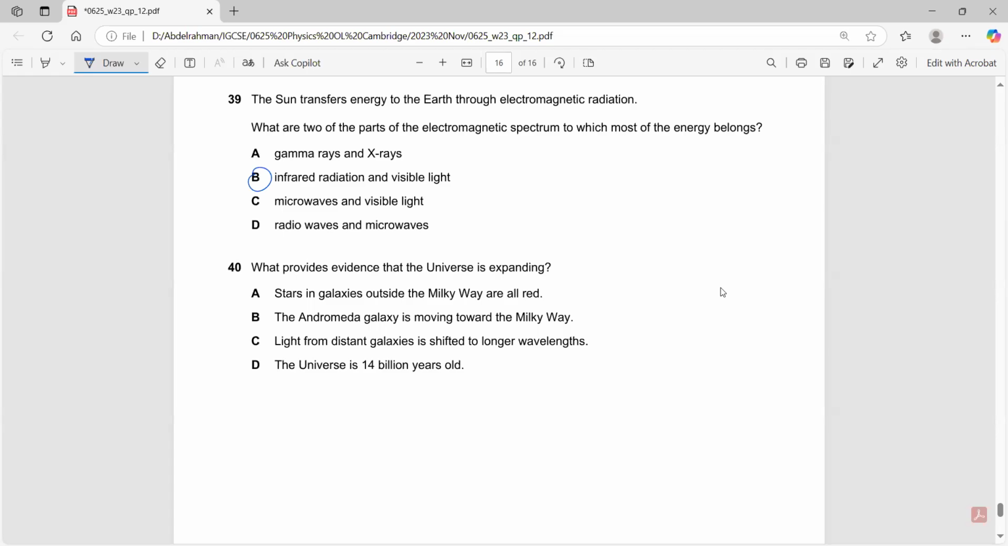What provides evidence that the universe is expanding? Yes, the universe expands because of the red shift, which is light from the distant galaxies shifted to longer wavelengths. Red shift. Okay?